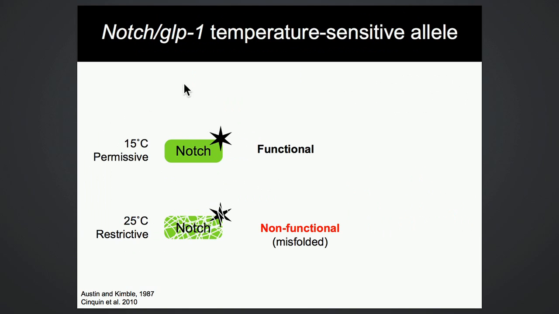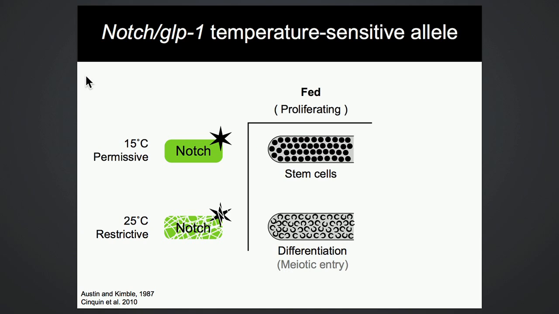The tool that I'll use for manipulating Notch signaling is a temperature-sensitive mutation in the Notch receptor. This mutation causes the protein to be functional at 15 degrees, the permissive temperature, and non-functional at the restrictive temperature of 25 degrees. As a result, under proliferative conditions, there's a difference in stem cell maintenance at these temperatures. At 15 degrees, these animals maintain their germline stem cells, but if we shift them to 25 degrees, those cells differentiate. And we can assess that differentiation very easily because the first step of differentiation, which in this case is entering the meiotic cell cycle, is that the chromosomes congregate on one side of the nucleus, giving the chromosome configuration a very distinctive crescent shape.